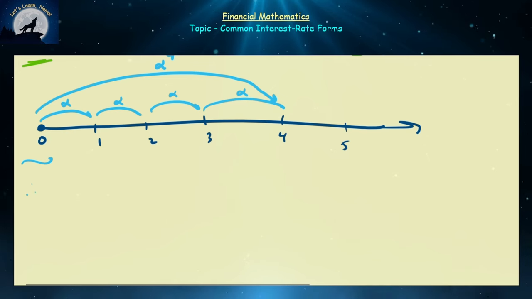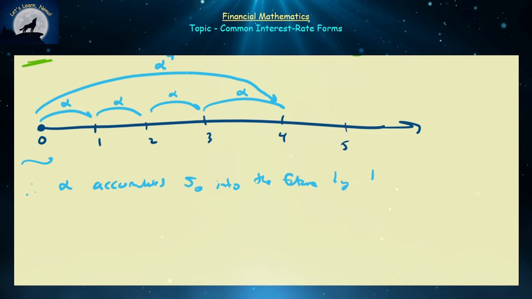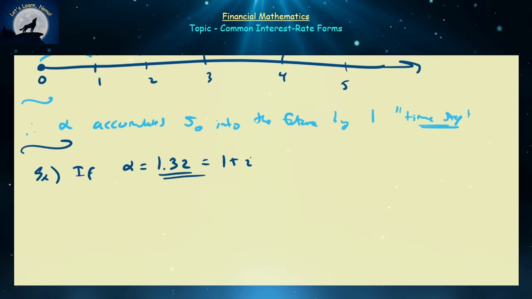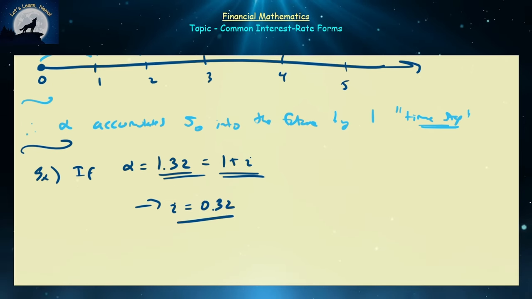So what does alpha do? Alpha accumulates S0 into the future by one time step. And usually the time step is taken to be a year, right? So a very basic calculation, for example: if alpha is equal to 1.32, and keep in mind alpha is the same as 1 plus I, what is that annual interest rate? In this particular case, I will be equal to 1.32 minus 1, which is just 0.32. So just some basic math there associated to that basic interest rate I and that accumulation factor alpha.